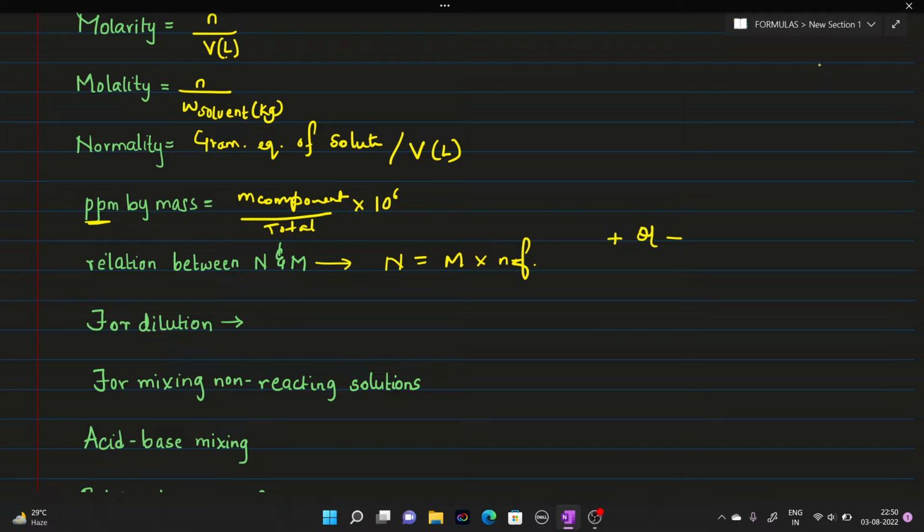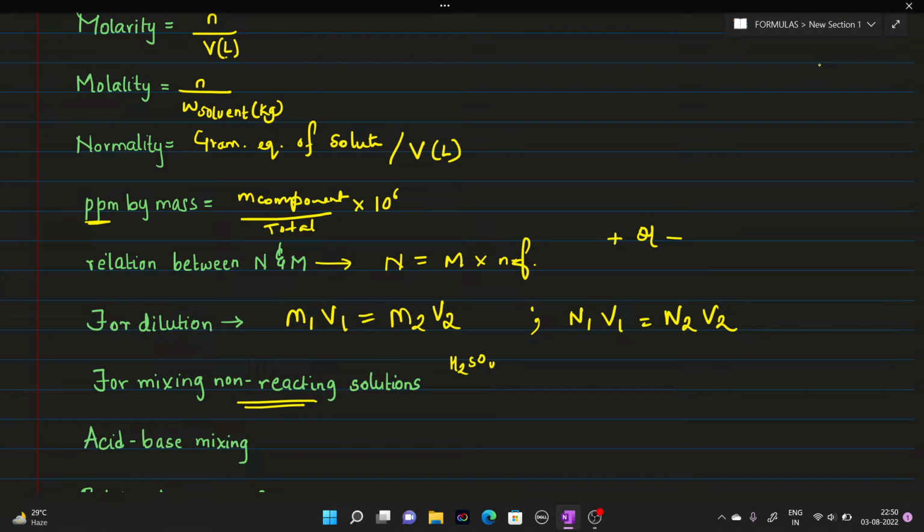Next is dilution. For dilution, the formula used is M1 V1 equals M2 V2. Here, instead of molarity, N1 V1 equals N2 V2 is also used. For mixing non-reacting solutions, that is if we are mixing H2SO4 with H2SO4, they are not going to react, it's just going to mix up with different volumes. Then the formula would be M1 V1 plus M2 V2 equals M3 times V1 plus V2.